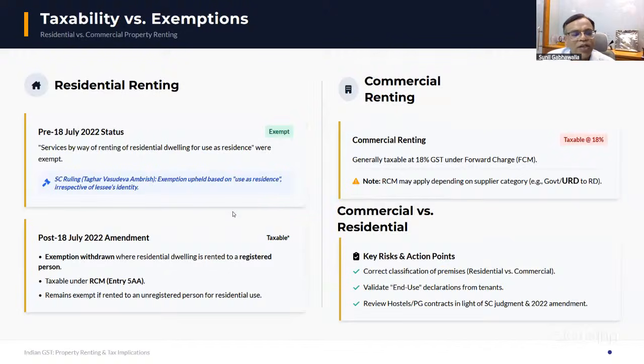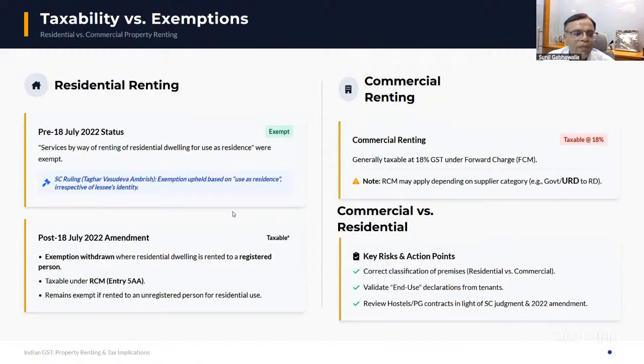And in the meantime, the government got conscious of this issue, and therefore, in 2022, basis the Karnataka High Court decision and the controversy surrounding this entire issue, the exemption was partially withdrawn. The entry now said services by way of renting of residential dwelling for use as residence, except when it is rented to a registered person. And to add salt to the wound, the entry also provided for an RCM, reverse charge mechanism, that if a residential property was given to a registered person for renting purposes, then the RCM would apply and the registered person would be required to pay the tax.